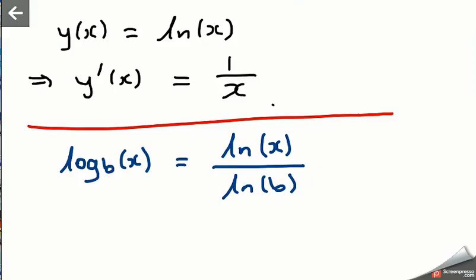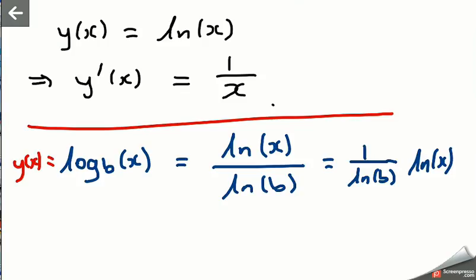And hence this is equal to 1 divided by natural log of b times natural log of x. And now if I want to differentiate this, so let's say y of x is equal to log to the base b of x, then that tells us that y prime of x is equal to the derivative of this thing.